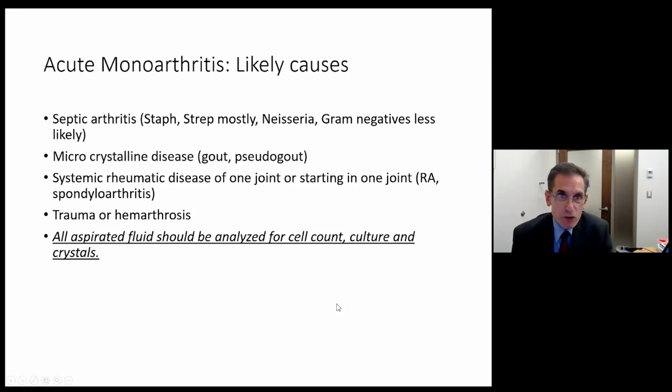This moves us to acute monoarthritis. As you heard earlier, there are many likely causes, including infections such as staph and strep and Neisseria less frequently, crystals such as gout and pseudogout, and then of course systemic rheumatic diseases which present in one joint or start in one joint, such as RA and the spondyloarthritis. Trauma or hemarthrosis can do it, and it's important that when you do an aspiration, all the fluid should be analyzed for cell count, culture, and crystals.